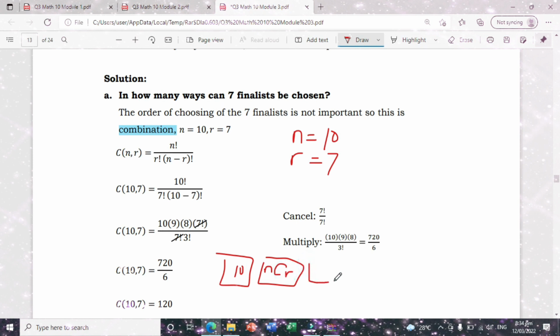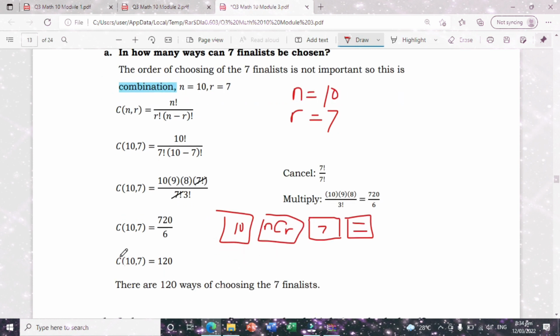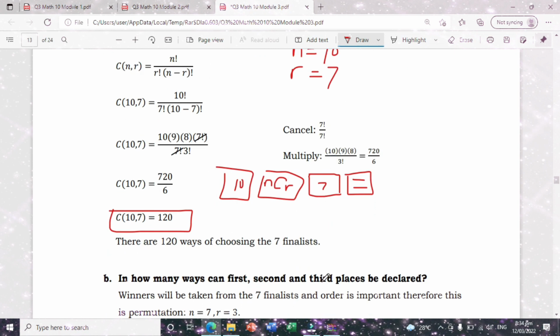Sometimes, depende na yun sa calculator kasi may mga key buttons dyan na you need to press shift or second F, no? Before mo i-press yung desired na function. Tapos, 7. Then, equals. So, you can get 120. So, there are 120 ways of choosing the 7 finalists.